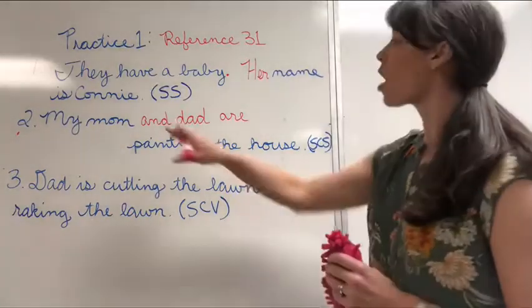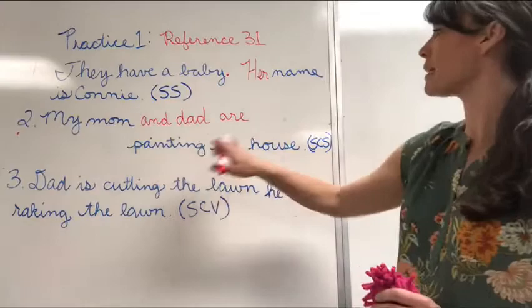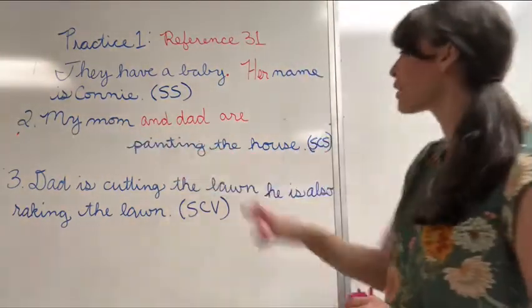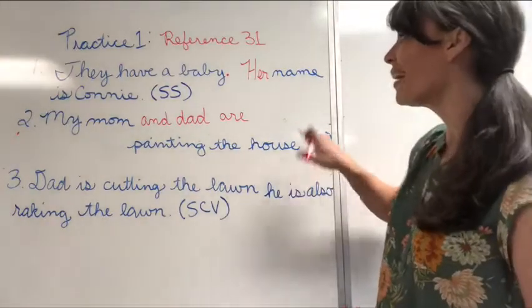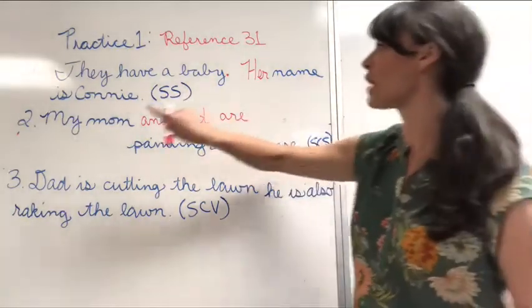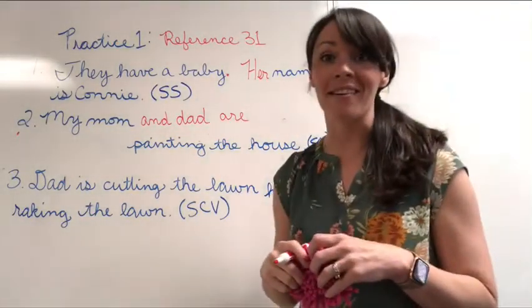All right, so as long as that makes complete sense: my mom and dad are, they're not complaining about the house, they're painting the house. My mom and dad are painting the house. I've got a compound subject there, and subject-verb agreement. Now I have corrected that run-on sentence.